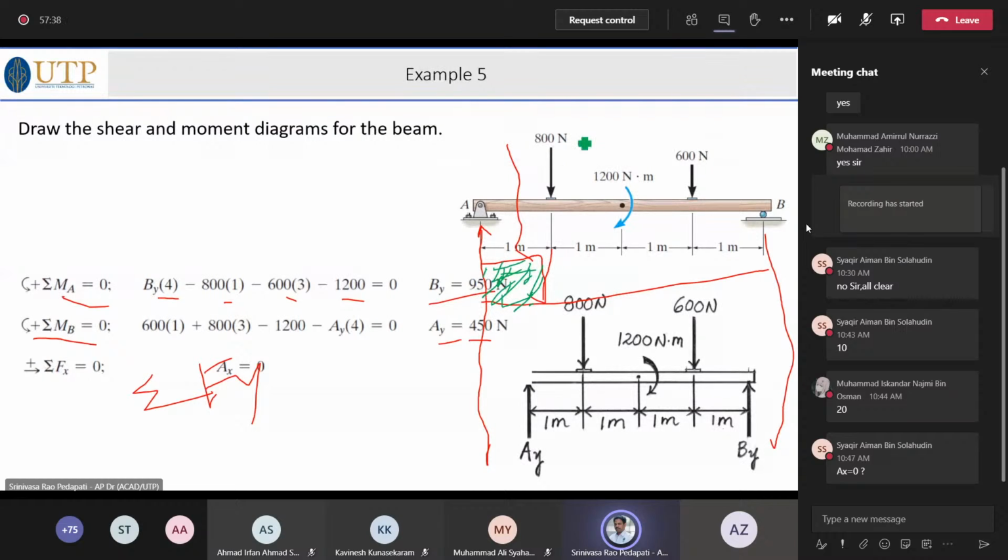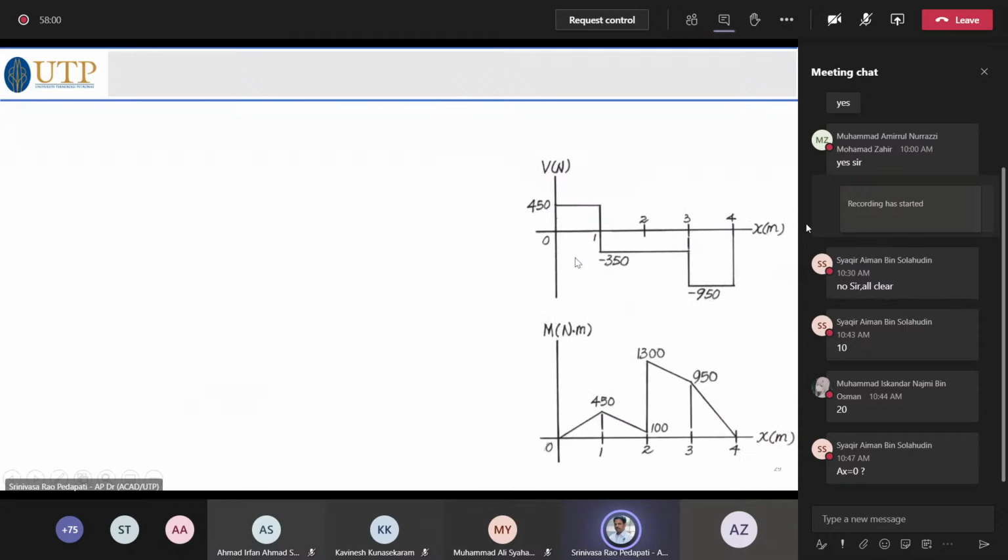So next, if you take the section here, cutting here, what happens? AY is upwards, which is 450, minus 800. So what is that? 350. Yeah? So 350 upwards or downwards, you just tell me as per our convention. So this is 350 minus 450. You assume I should give this diagram above that to give you a better idea. Let me do that now.